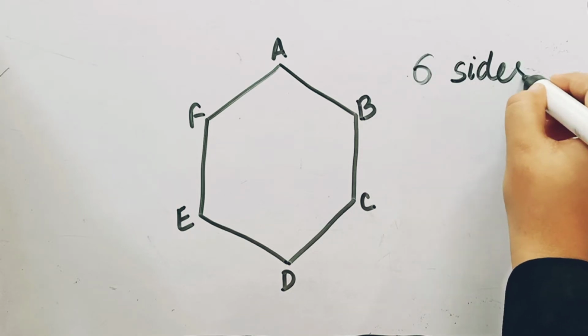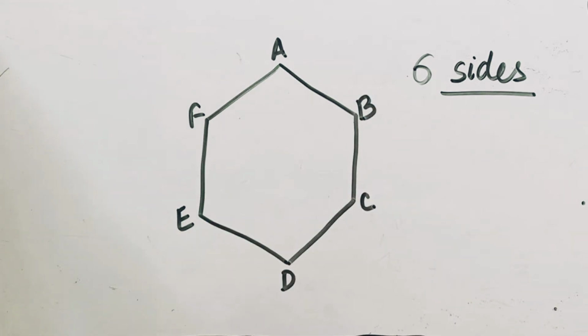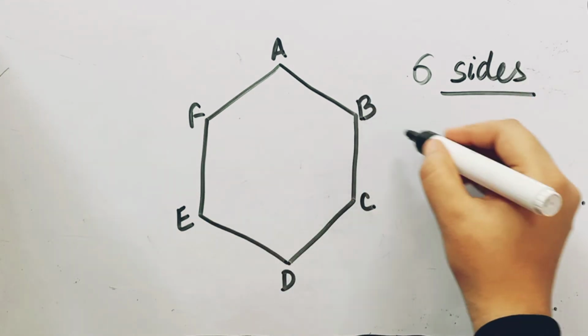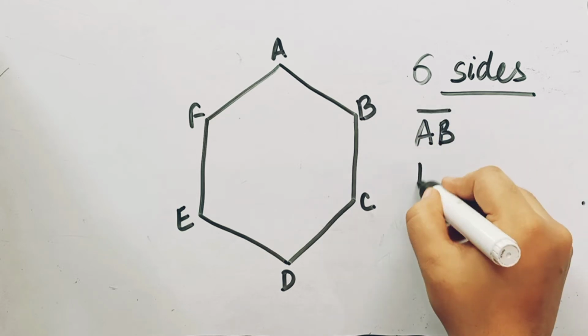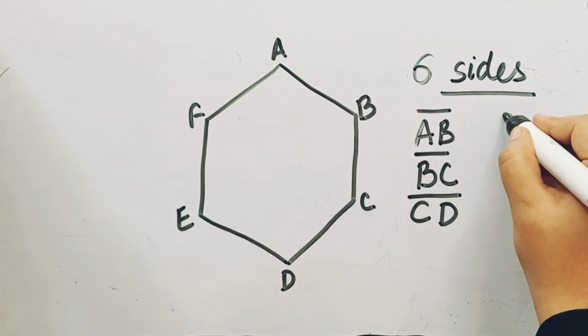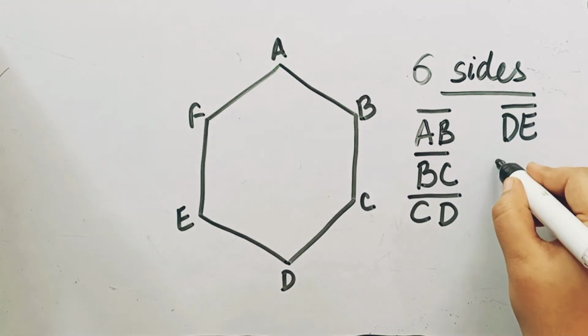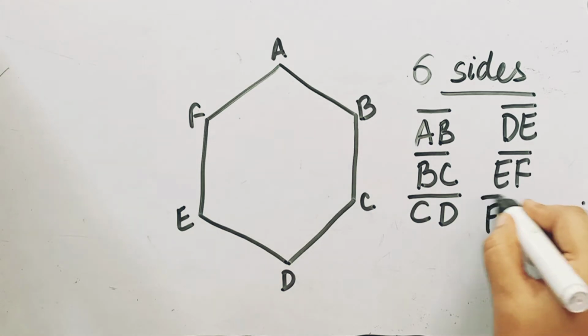Let's just name these sides. In the way we name a line segment, in the same way we name a side also. So the first side is side AB, then side BC, CD, then side DE, EF and FA, the last side.